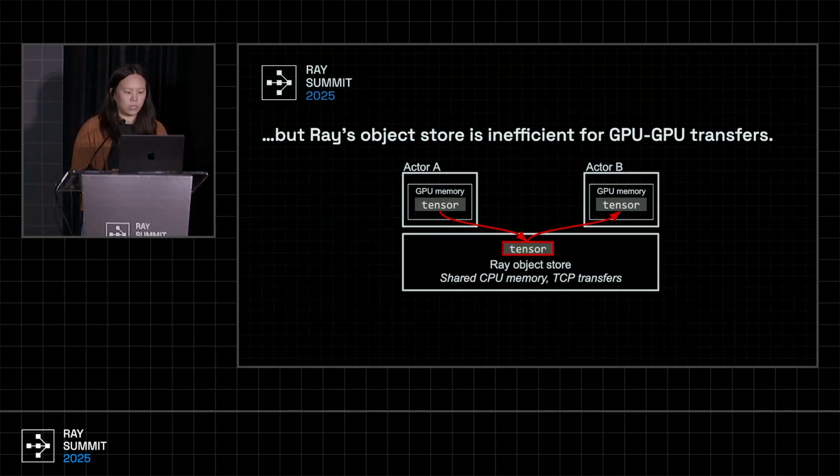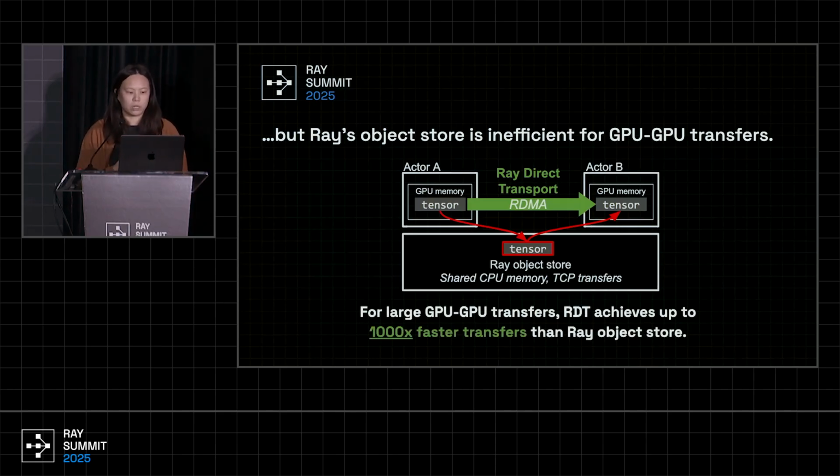So with RDT, what we would like to do is instead enable something like this, where you can have actors talk directly with each other using technologies like RDMA. And by doing this, we can speed up the data transfer for these kinds of GPU workloads by up to 1,000x. And so today we'll talk about how we do that.